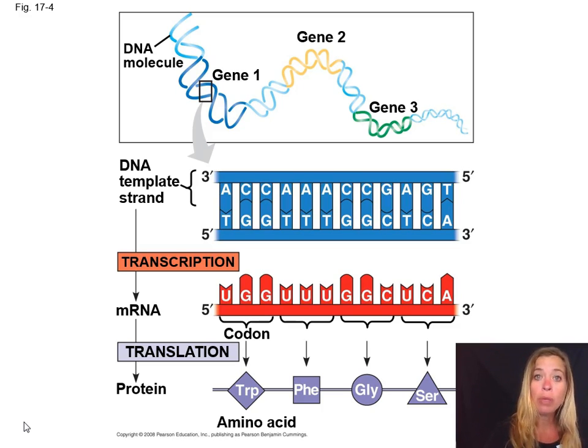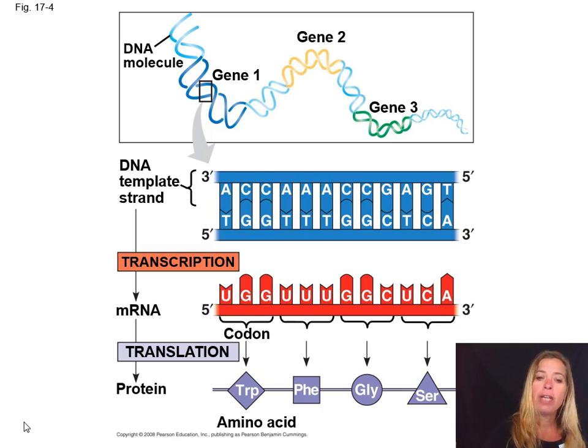So going with the A, the RNA molecule would match up with a U instead of a T. The C would still go with a G, the C would still go with a G, but then that A again is going to go with a U. The C would go with the G, the G would go with the C, the A would go with the U, the G would go with the C, and the T still goes with an A in an RNA molecule.